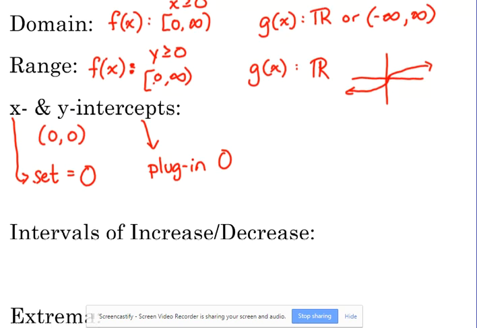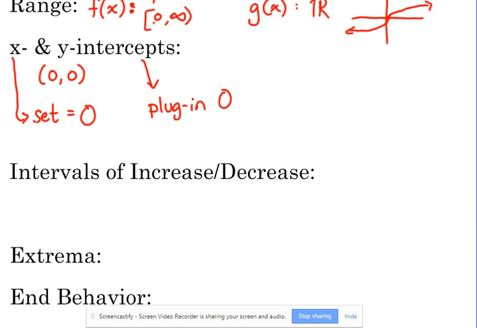Okay, intervals of increasing and decreasing. For the square root function, f of x, is it increasing or decreasing? Increasing. It is increasing for its entire domain, from 0, and we don't put a bracket because at 0 it's not technically increasing. So from 0 to infinity, it is increasing. It never changes, so we have no extrema.